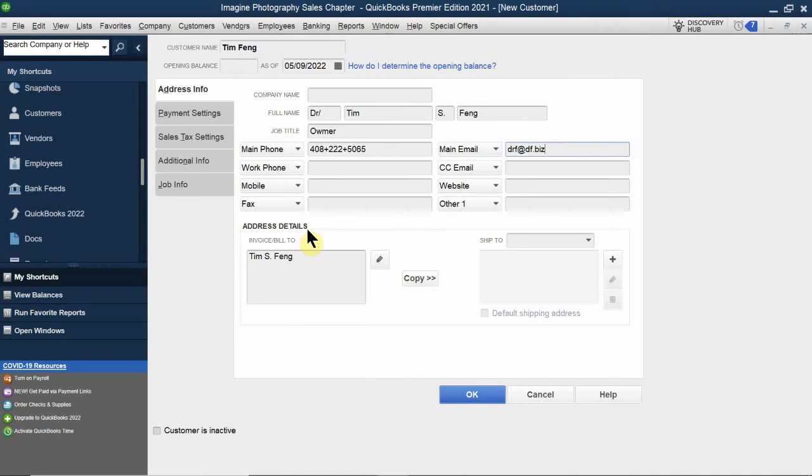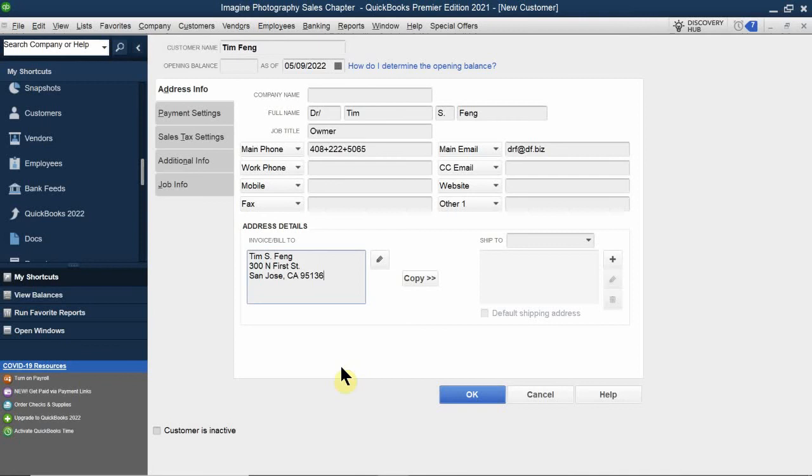Okay, so here now we got to put in the address. Okay, so Tim S. Fang, where does he live? He lives on 300 North 1st Street. Okay, 300 North 1st Street. Okay, and he lives in San Jose, California. And his postal code is 95136.